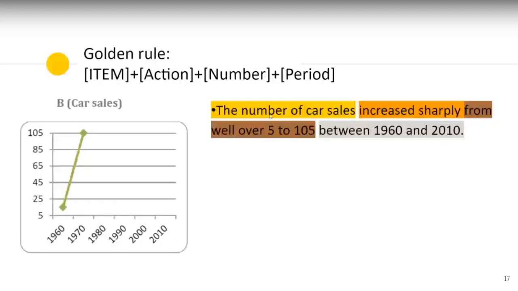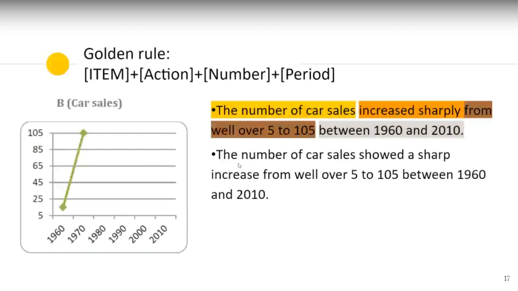What about the second style, second way? You just say the number of car sales showed a sharp increase from well over 5 to 105 between 1960 and 2010. As you can see, everything is almost the same except for the action part. Instead of saying increase sharply, we are saying showed a sharp increase.